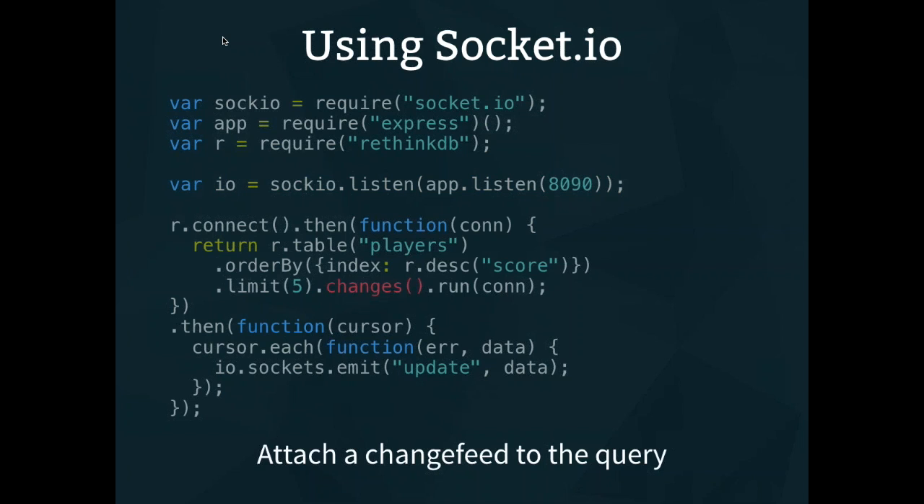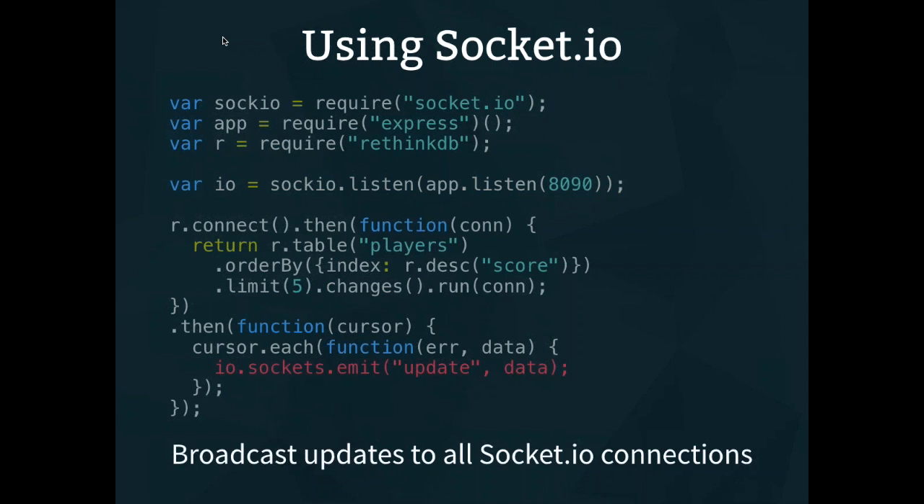All right, now that we've got that change feed, we're going to take the cursor.each, and in the callback, we're going to use io.sockets.emit. And what this does is it just broadcasts the update to all of the users on the front end who are connected over Socket.io. So every time the cursor receives a new message, it's just going to broadcast it.